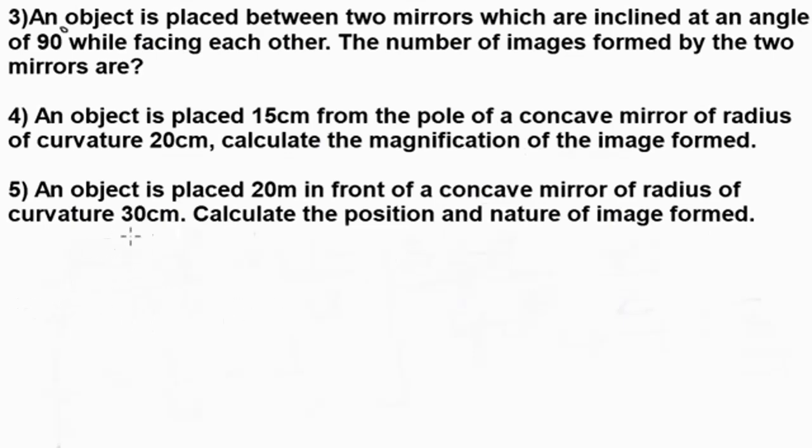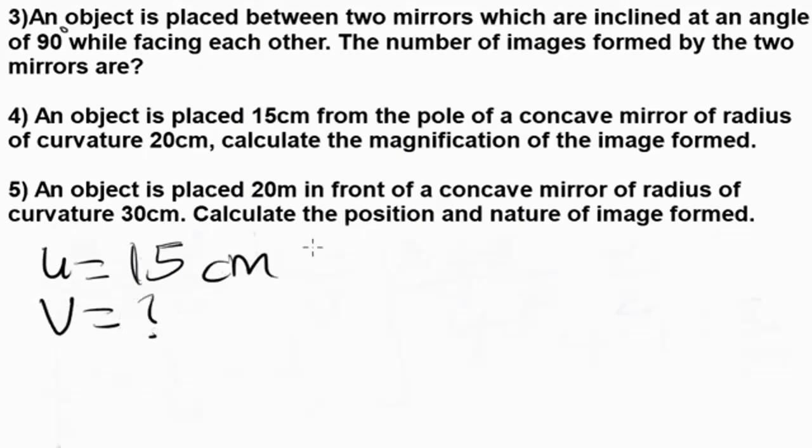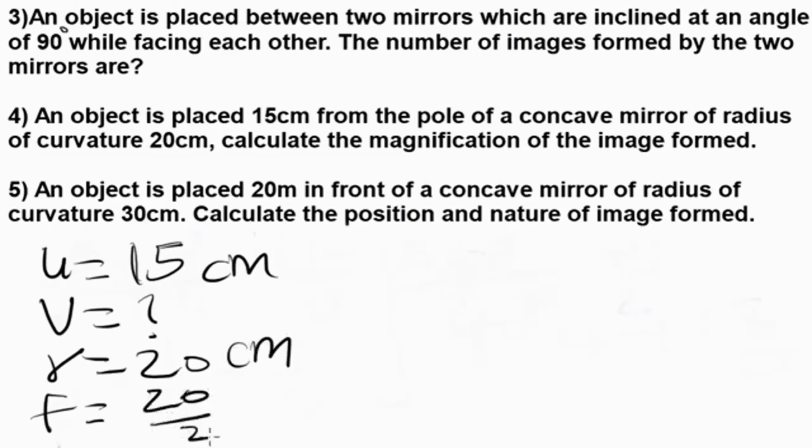Now to get the magnification of the image formed, we need the image distance and object distance. So in this question, we have the object distance u to be 15 cm, and the image distance is unknown, and we are given the radius of curvature r to be 20 cm. Now to get the focal length, it will be the radius of curvature divided by 2, so 20 divided by 2 gives us 10 cm.